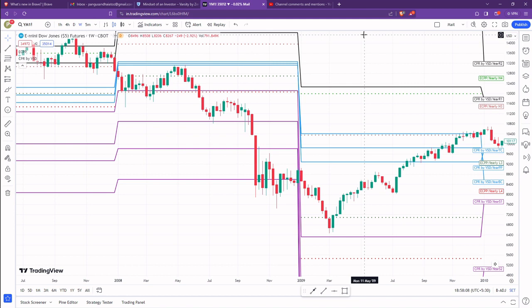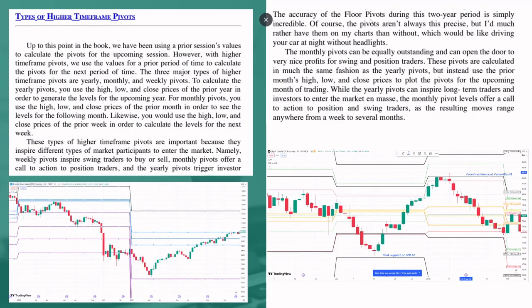He is also reiterating in his book: of course, the pivots aren't always this precise. He is very clearly saying that the pivots need not be precise all the time. But without having any indicator in the chart, he says he would rather have pivots in the chart. For that he gives an example: I drive a car, but that does not mean I will drive without the headlights. So he wants to have the headlights on. That will give him a clear idea of which route he is going, whether an obstacle is there or not. Same way, he is using pivots.